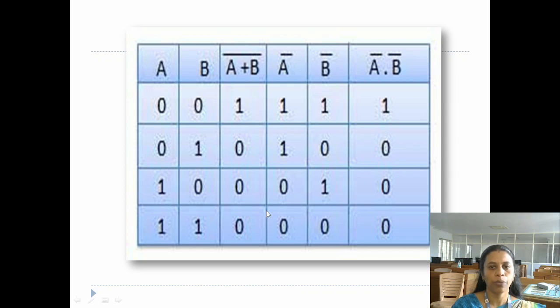This is the proof of the second statement of De Morgan's theorem. In the table, the third column represents the output a plus b the whole bar, which is NOR, and the last, sixth column is a bar into b bar. So both are the same. It has been proved.